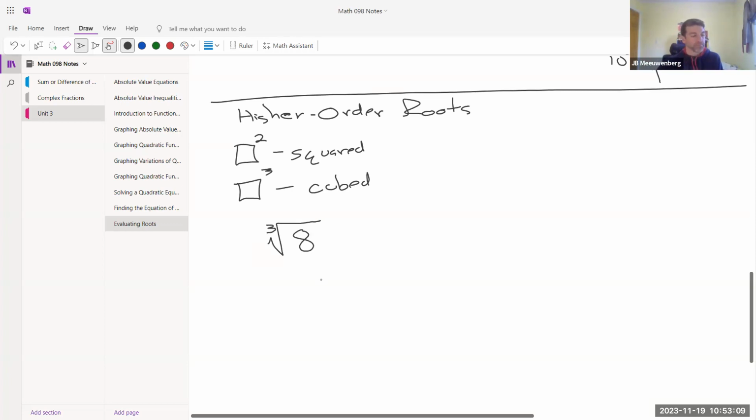That means what number to the third power is equal to 8? What number times itself 3 times is equal to 8, right? What times what times what equals 8, where they're all the same number?